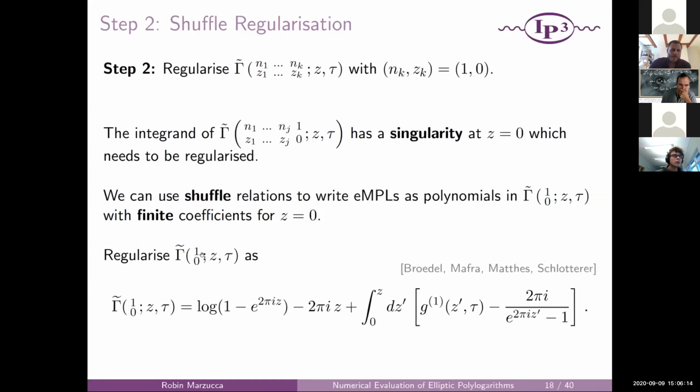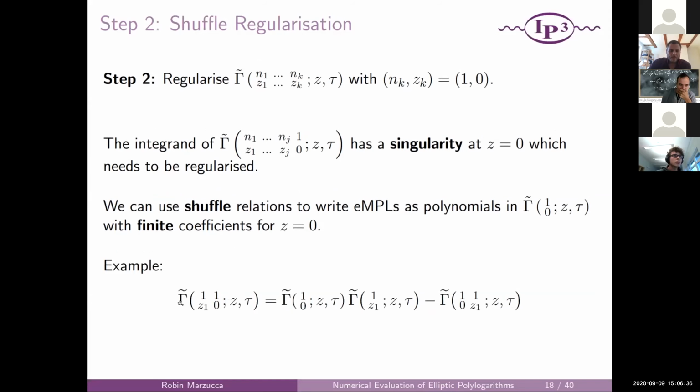Again, I've picked the example of this gamma tilde. The gamma tilde 1, 0, z, tau you can regularize, in principle, as you like. So we chose this form here. I believe we've seen a different form in a talk yesterday. And here's the example. This is the EMPL we saw in the previous example, which has a 1, 0 here in the back. So you can use shuffle relations to write it in this form. And now all of these EMPLs are regularized and finite for z going to 0.